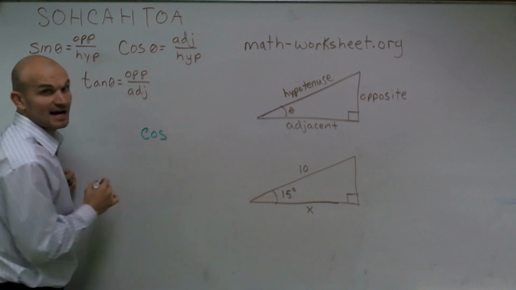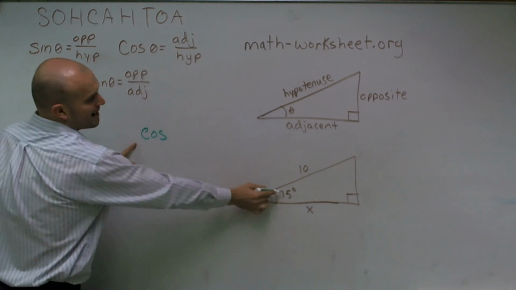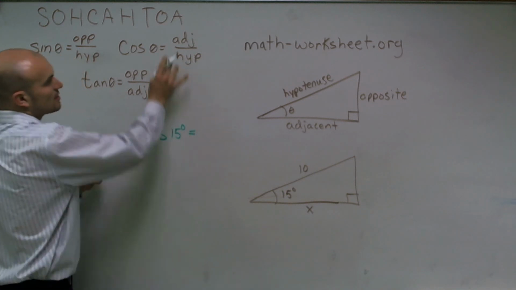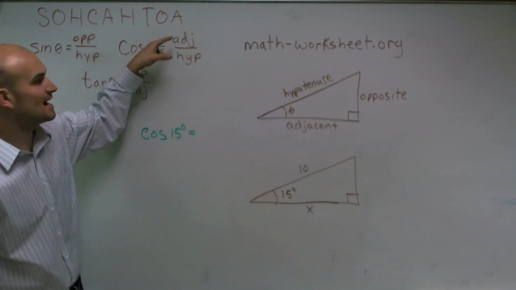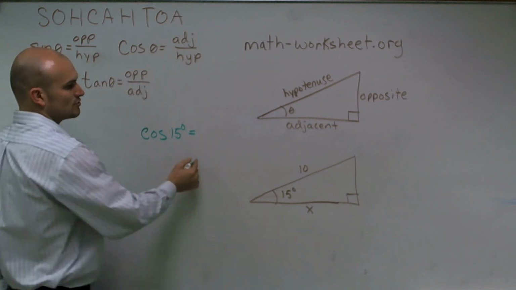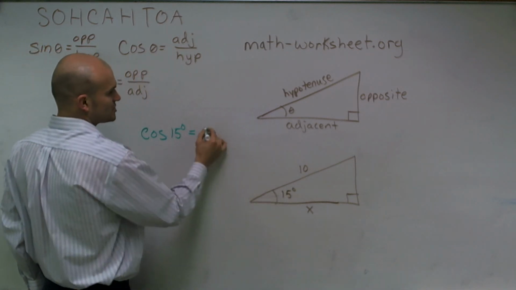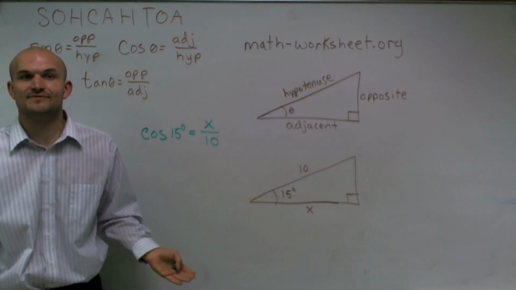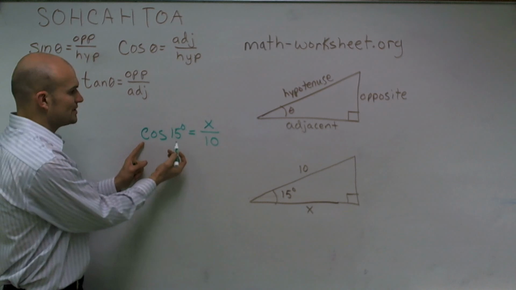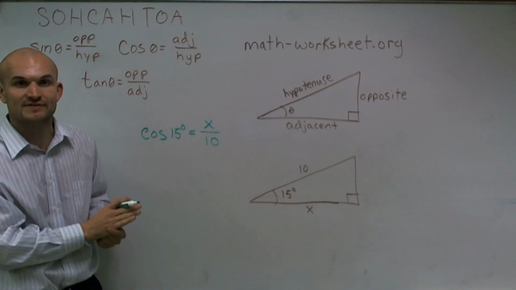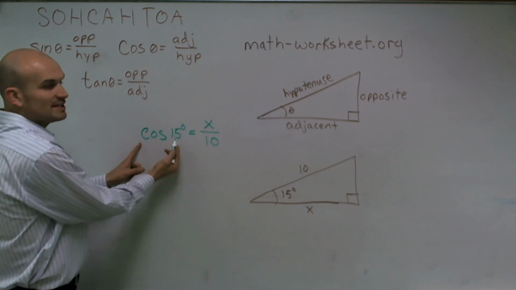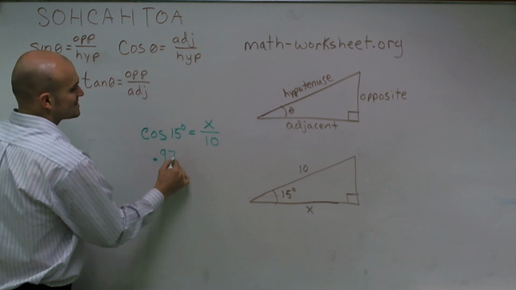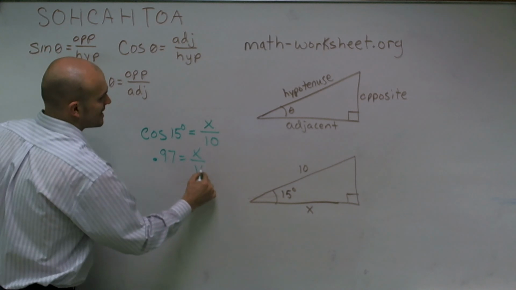So I'll write cosine of theta, and I know my angle theta is 15 degrees, equals the ratio of my adjacent side over my hypotenuse. So my adjacent side of this triangle is x over 10. Now, it will be very helpful to have a scientific calculator so you can evaluate what cosine of 15 degrees is. Cosine of 15 degrees, when you round it, is 0.97, equals x over 10.